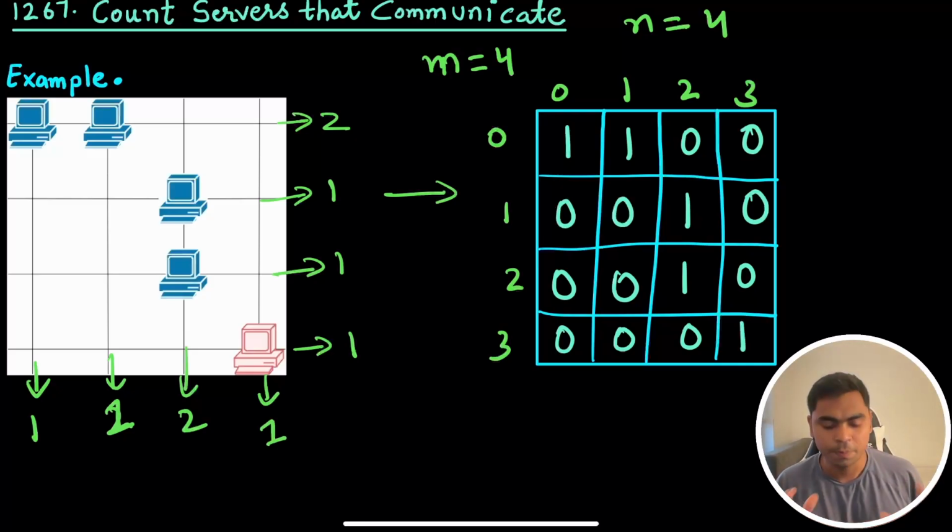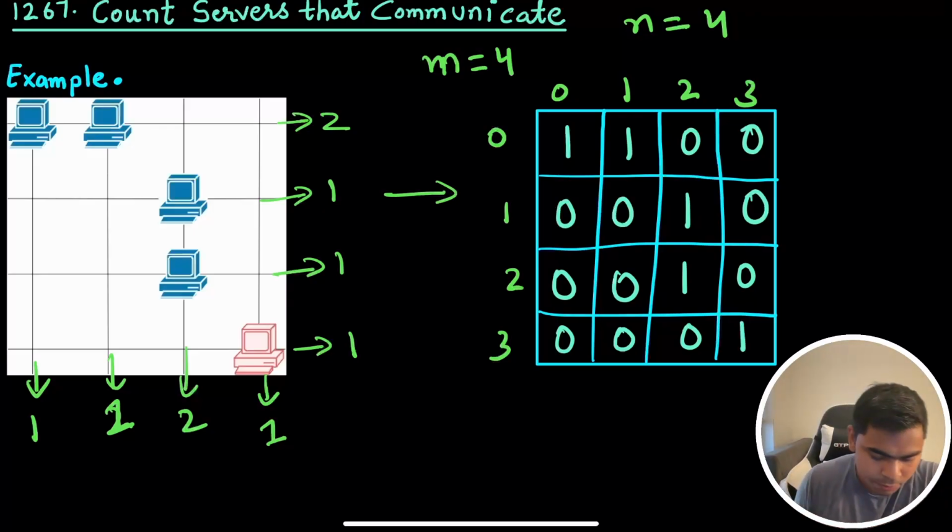Now how many of these servers are communicating? How do we check? The logic will be really simple. We are going to iterate over this 2D grid. First, we count how many servers are in each row and how many servers are in each column. That's the first step.